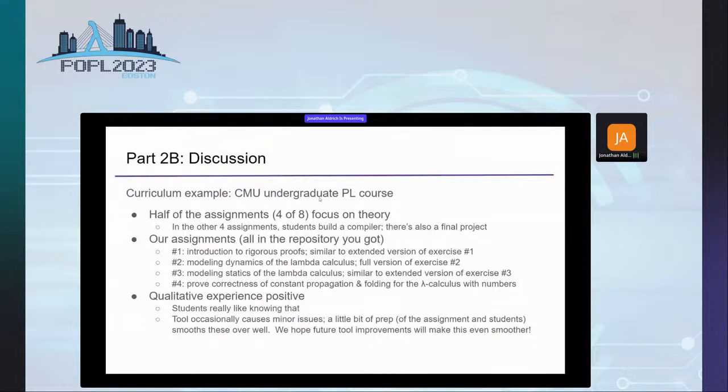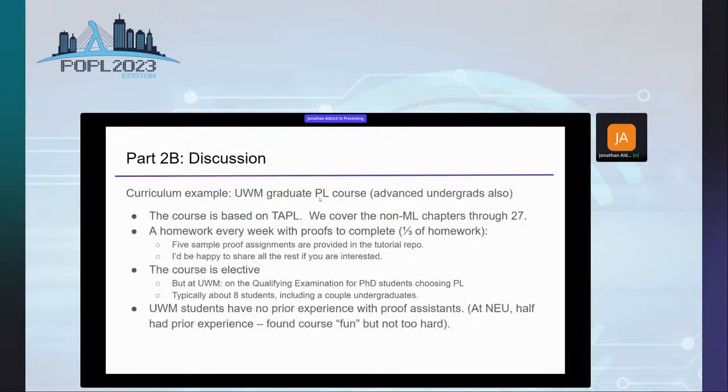There are a couple of improvements we want to make. Actually, one of those is there's a better algorithm for unification than the one we originally put in the tool now. So that's on the list. But again, we've been able to do a lot in these courses, even despite those issues.